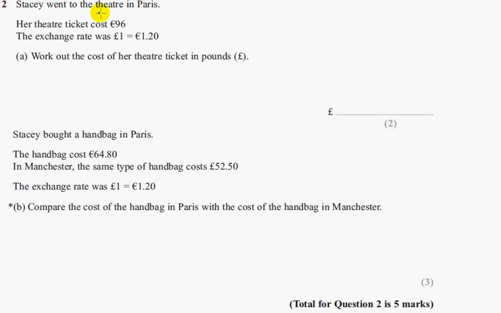Question 2. Stacey went to a theatre in Paris. Her theatre ticket cost €96. The exchange rate was £1 to €1.2. Part A says work out the cost of a theatre ticket in pounds. So if £1 is the equivalent to €1.2, we're going to find how many €1.2 there are in 96.